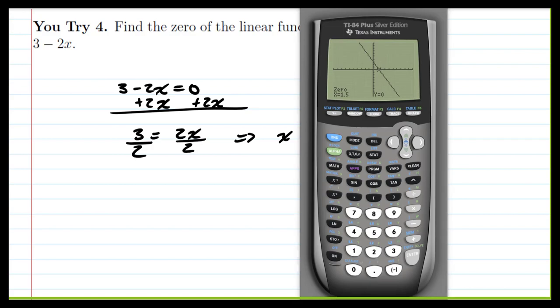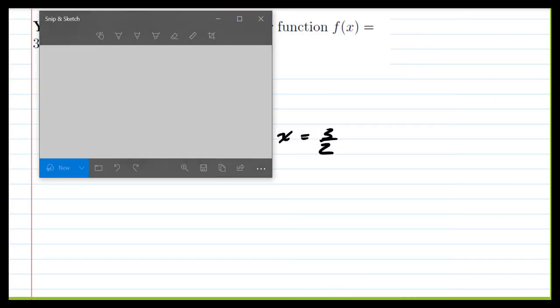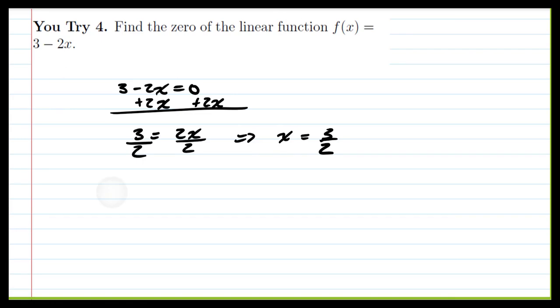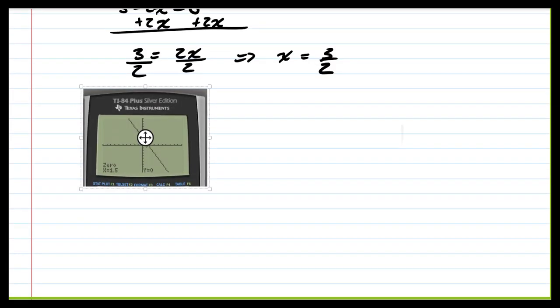And what does my calculator tell me? It says my 0 is located at x equals 1.5. And as we know, it turns out 1.5 and 3/2 are the same thing.